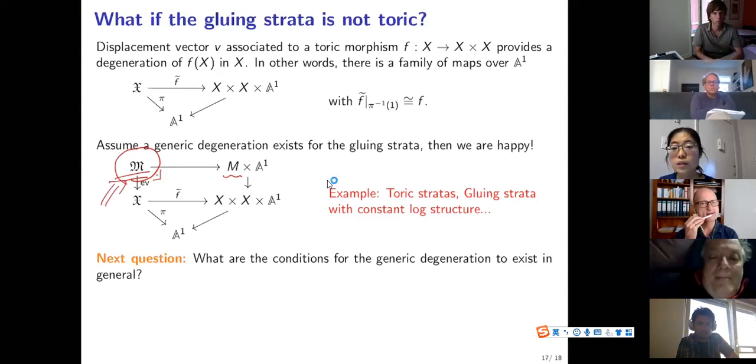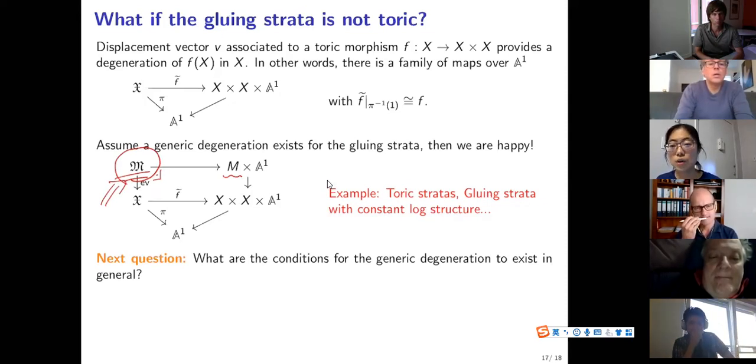So maybe the next question that we will try to answer is: what are the conditions for such a generic degeneration to exist in general? Right now I don't have a very good understanding of this question.